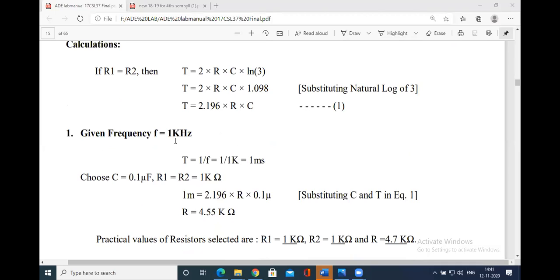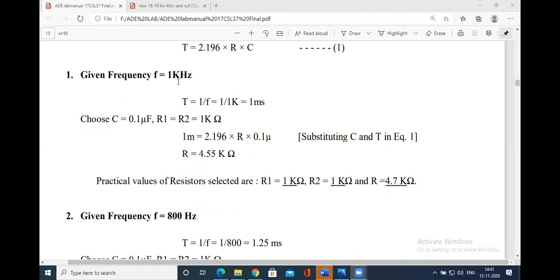So the frequency given is 1 kilohertz. I said we can change the frequency. Today I will go with two frequencies, one is 1 kilohertz and one is 800 kilohertz. To calculate the time period, T equals 1 by f. So 1 by 1 kilohertz is equal to 1 millisecond, right?